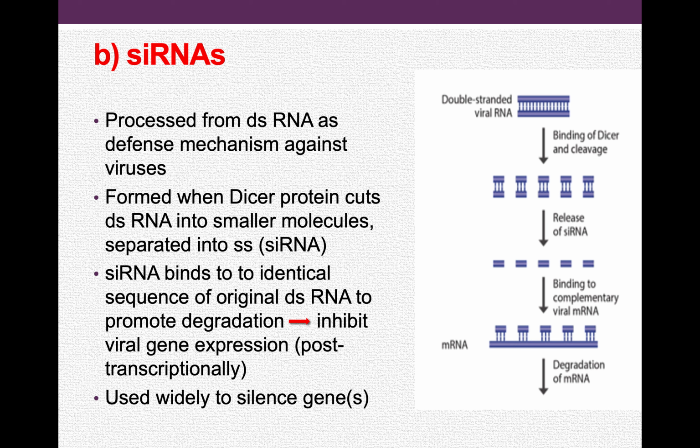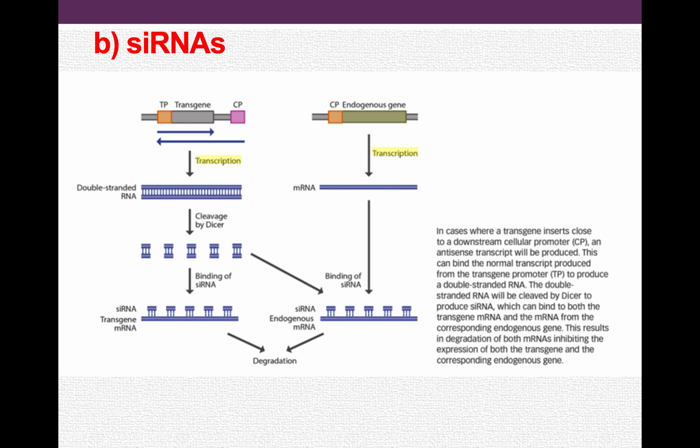So what happens over here? It also involves a Dicer, cleavage by the Dicer from the double-stranded RNA. So this is the one that basically makes sure that the small interfering RNA will be produced, and it binds to the complementary transgene or the mRNA to degrade it, and of course inhibiting their expression.